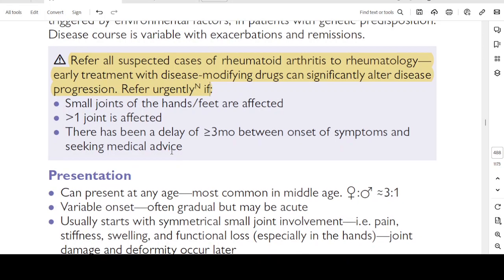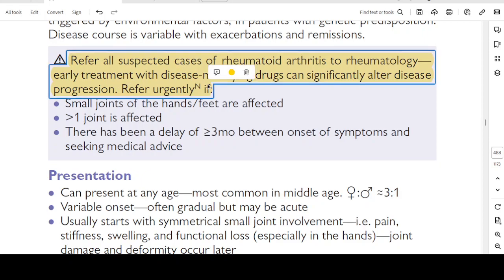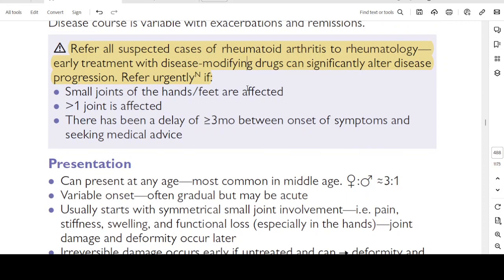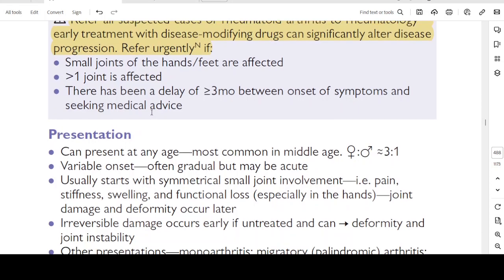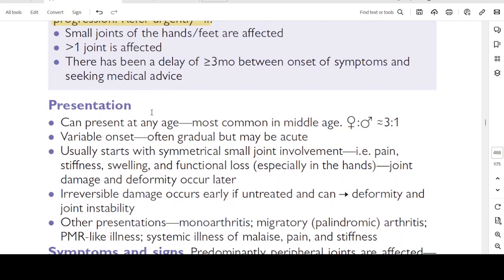So, the disease course is variable with exacerbations and remissions. That is why you have to refer all the suspected cases of rheumatoid arthritis to rheumatology for early treatment with DMARDs. So, when you see small joints of the hands and feet affected, more than one joint affected, or there has been a delay of more than 3 months between onset and seeking medical advice.